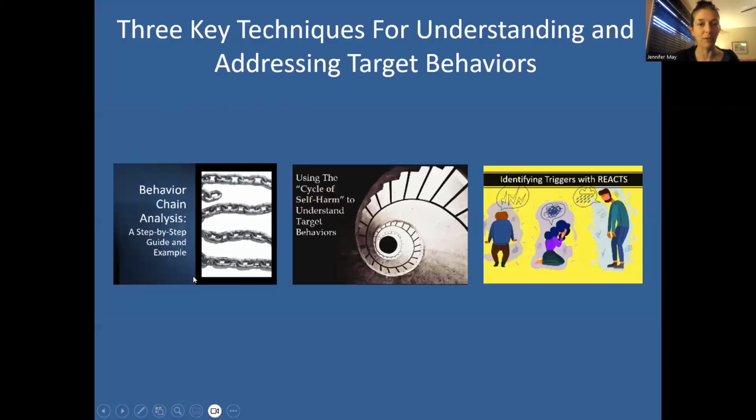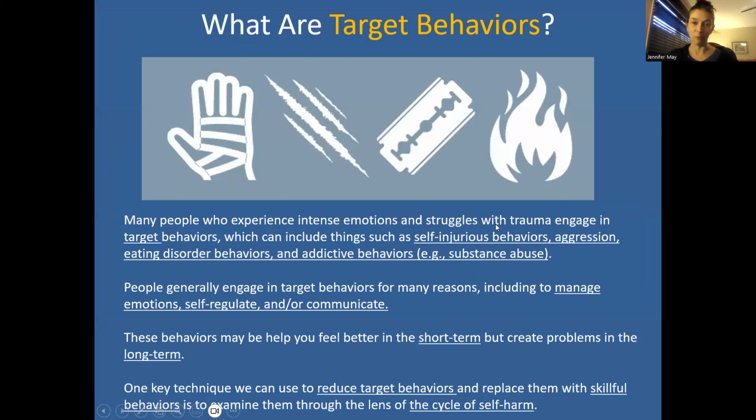In the previous video I made, we used a behavior chain analysis, which is a DBT technique to understand target behaviors. And today we're going to do video 2, using a cycle of self-harm. And the next one, we're going to use a model called REACTS. So today, we'll start with the definition of target behaviors, so we all are on the same page together.